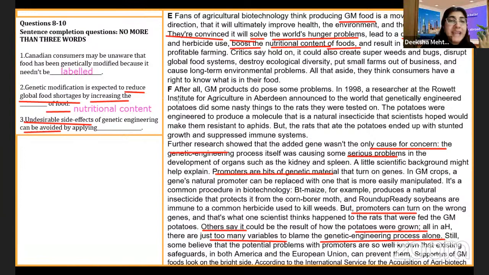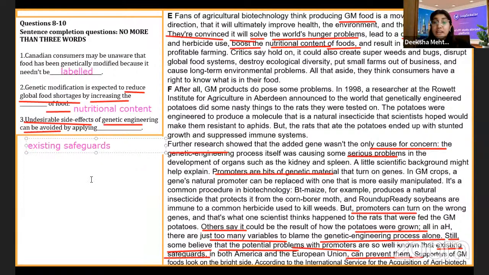I need the solution. Here it says, still, some believe that the potential problems, so the side effects with promoters, are so well known that existing safeguards can prevent them. Can prevent them means can stop them or solve them. So what is solving? What are we applying? Existing safeguards. So what is a safeguard? Safeguard means something that is in place to save something, to prevent something from going wrong. Something that safeguards. The meaning is in the name itself, right? So what is the answer? Not just safeguards. The answer is existing safeguards.